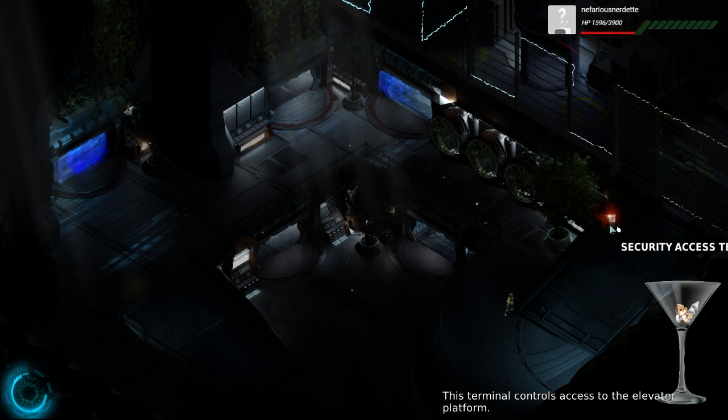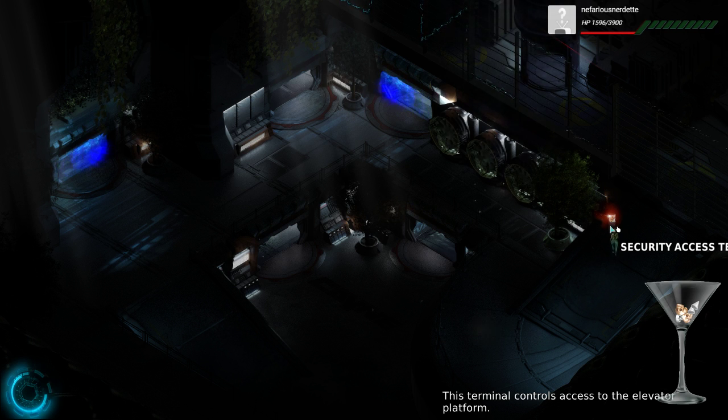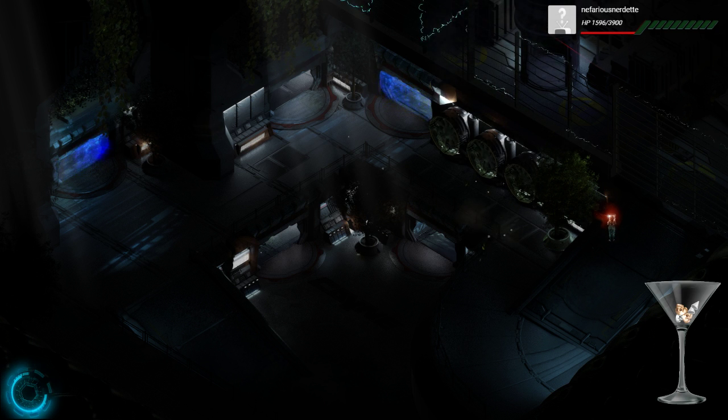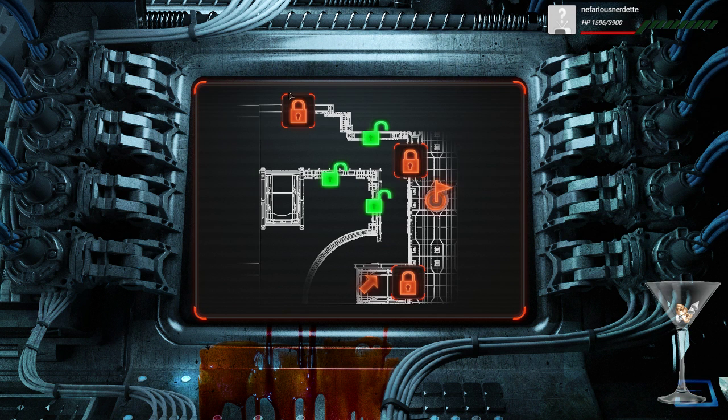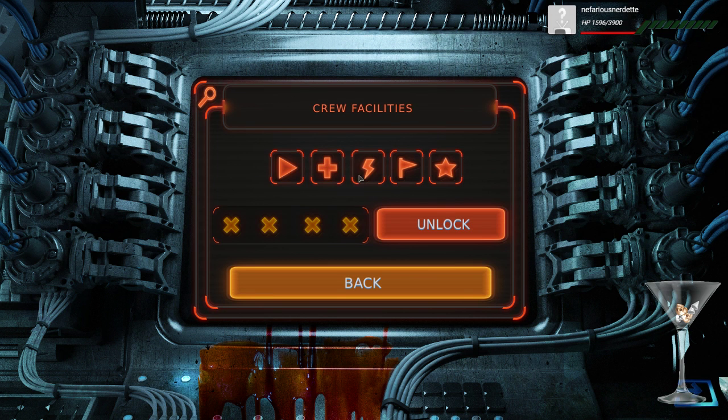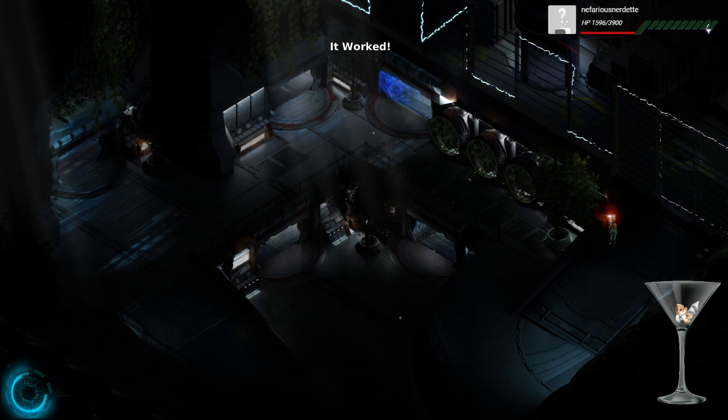Flag, flag. Do you have a flag? Yes, I have 2 of them. Oh. Well, never mind then. Crew facilities? Nope. Brain emulation lab. This was crew facilities. Yep. Little flag, little flag. It worked. It did work.